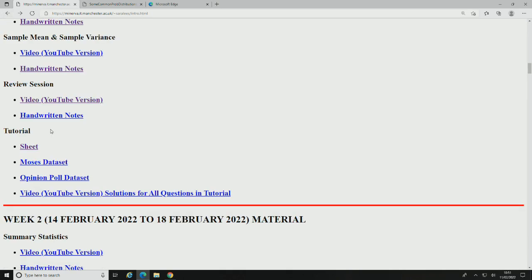You know the quiz one? Yes. Is that material for week 2 or for week 1? It's week 2 material, but you should be able to do it now. It's really simple. You should be able to do it now.